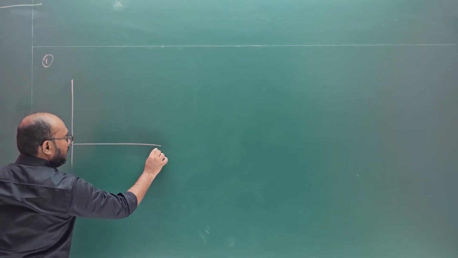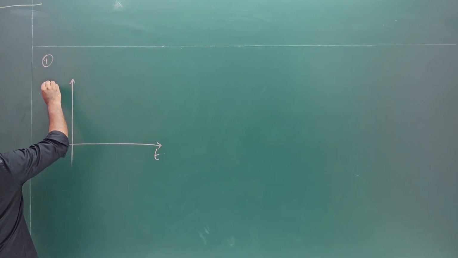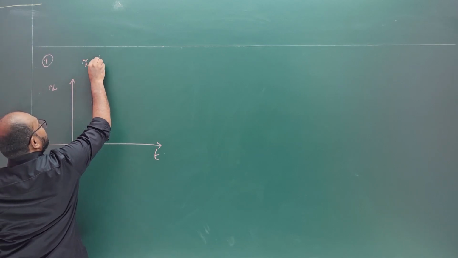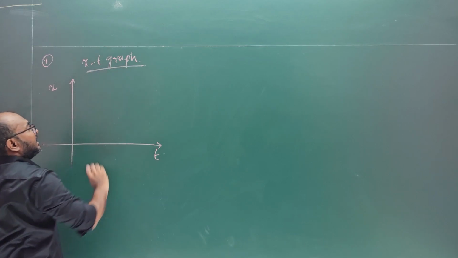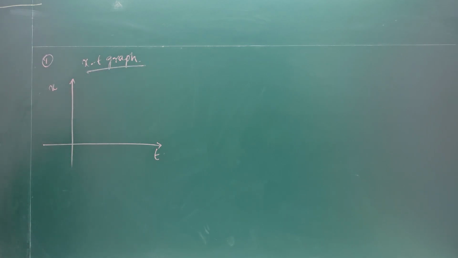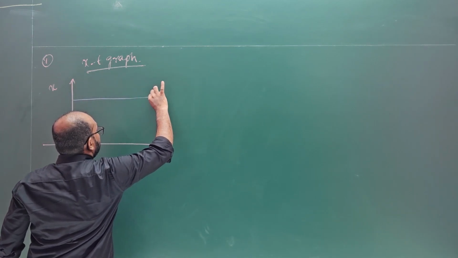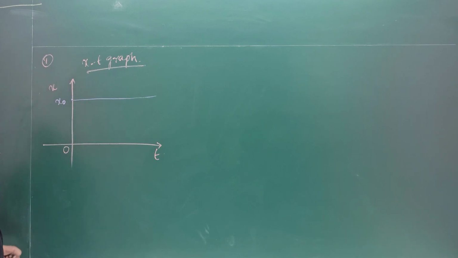Consider this is your x-axis. On the x-axis, time is given, and on the y-axis, displacement is given. Then can I say this is nothing but the x-t graph? And this is your origin. Everyone knows this. If I represent a straight line like this, let this point be x0.